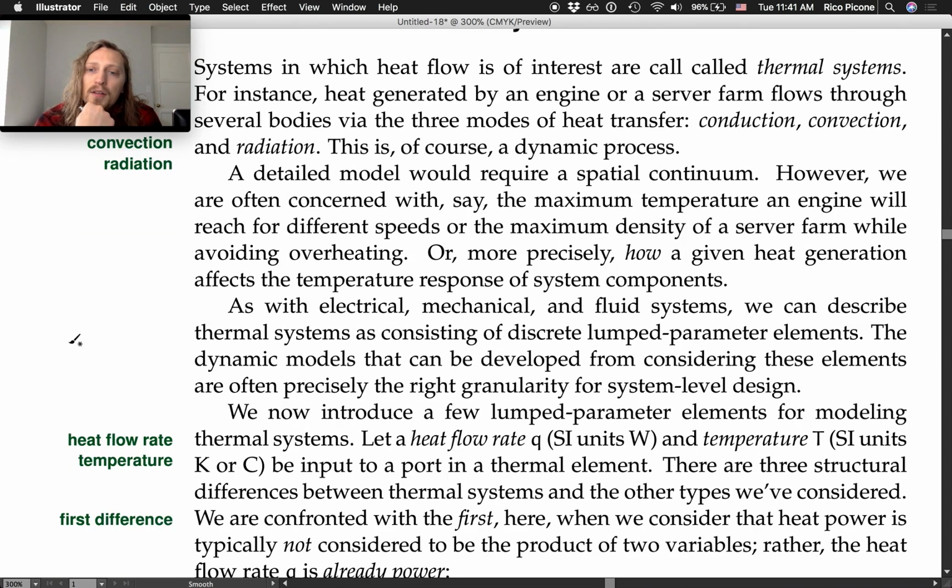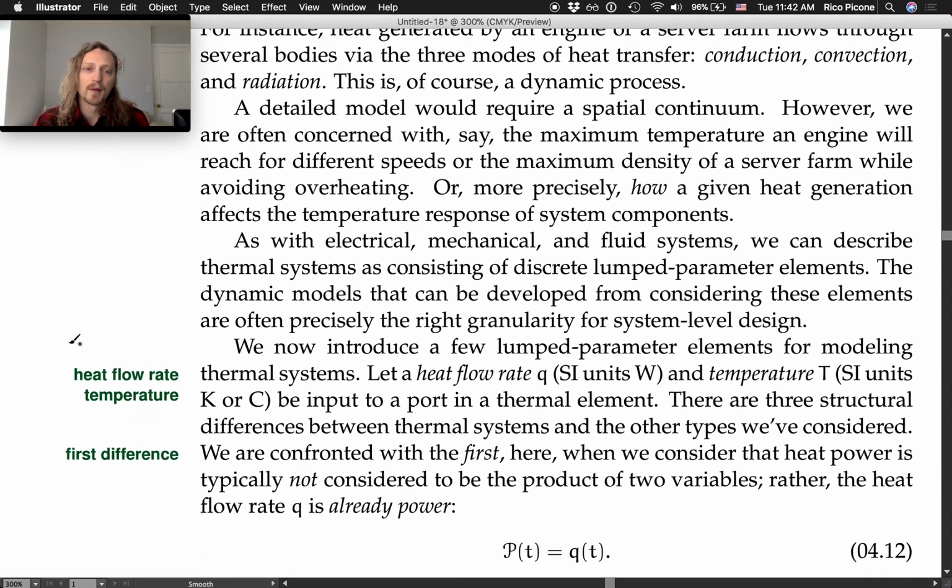As with electrical, mechanical, and fluid systems, we can describe thermal systems as consisting of discrete, lumped parameter elements. The dynamic models that can be developed from considering these elements are the right granularity for system-level design. So, similar to fluid elements or electrical elements or mechanical elements, if you wanted to understand it at a very, very detailed level, you would need a continuum model, but the level that we're concerned about from a system level design perspective is lumped parameter elements for modeling thermal systems.